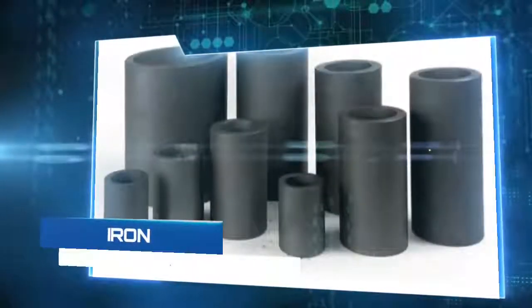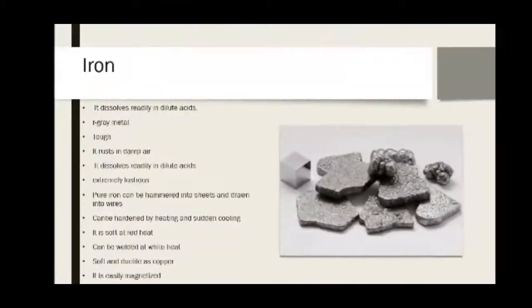Let's go to iron. Iron dissolves readily in diluted acid. It is a gray metal. It is tough. It rusts in damp air. It dissolves readily in diluted acids.